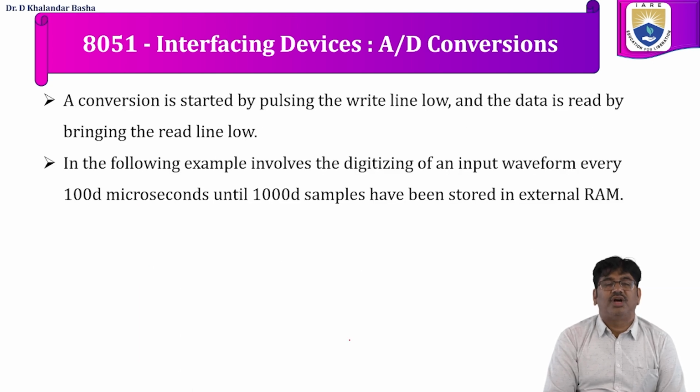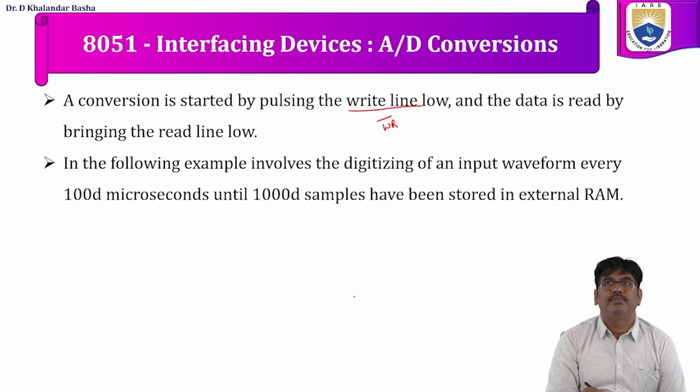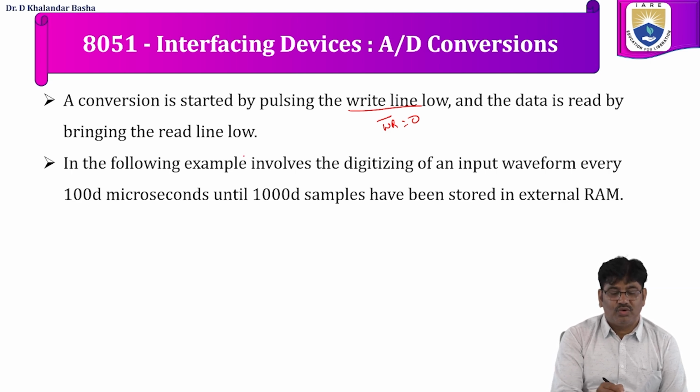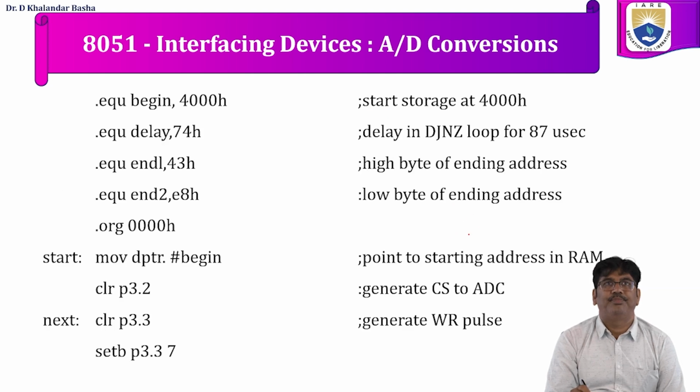A conversion is started by pulsing the write signal low, because it is an active low signal. Then the data is ready, bringing the read line low. The following example involves digitizing the analog input every 100 microseconds until 1000 samples have been stored in the external RAM.